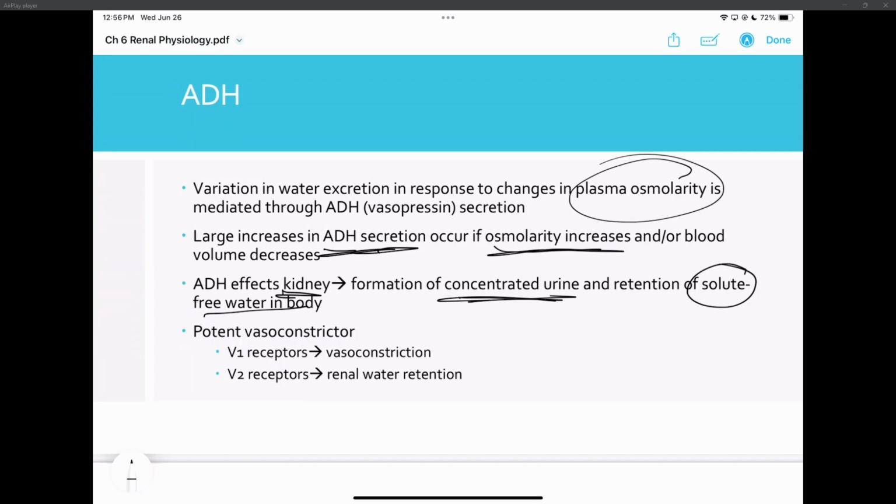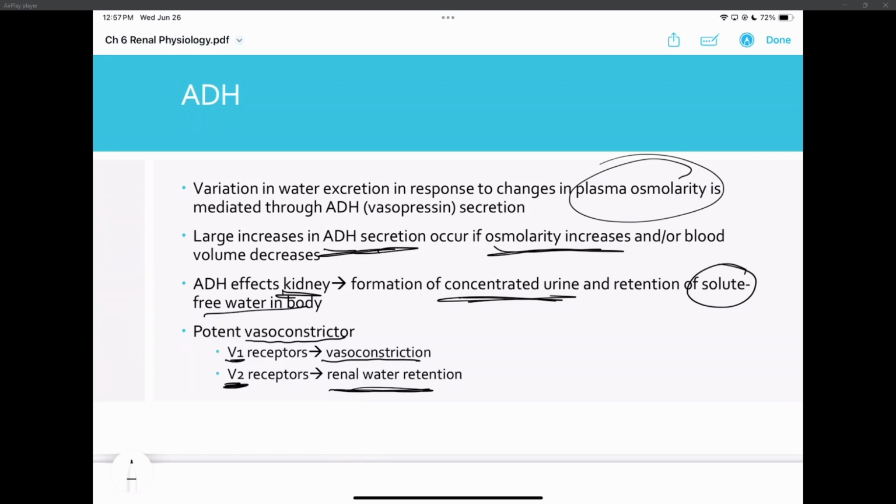ADH, and the reason why we use it, vasopressin in life-saving, which not really anymore, we don't use it as a first-line therapy anymore, but it's a potent vasoconstrictor. The V1 receptors promote vasoconstriction, but the V2 receptors, renal water retention.